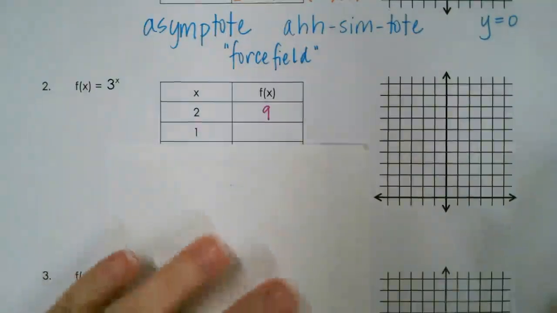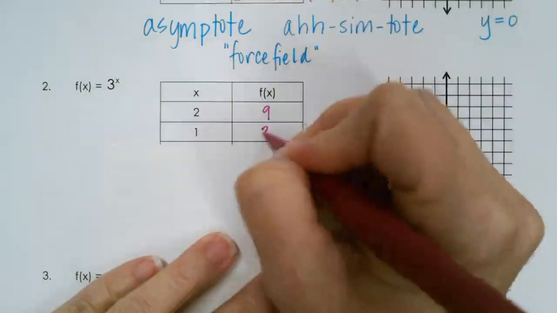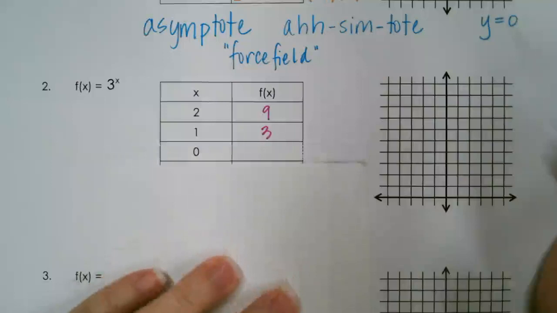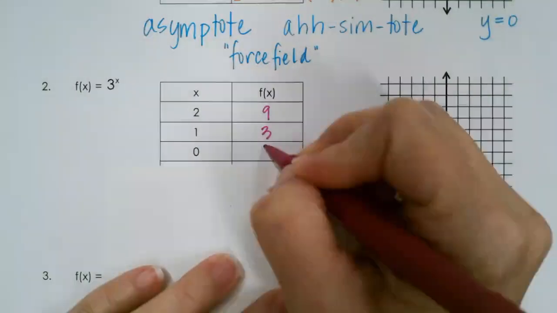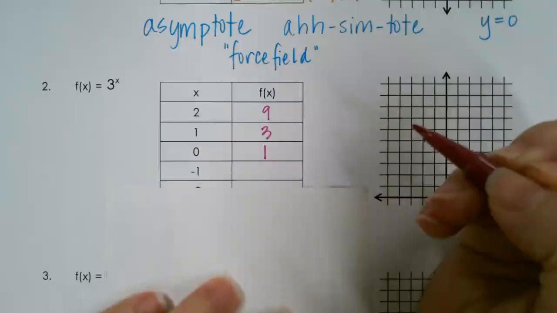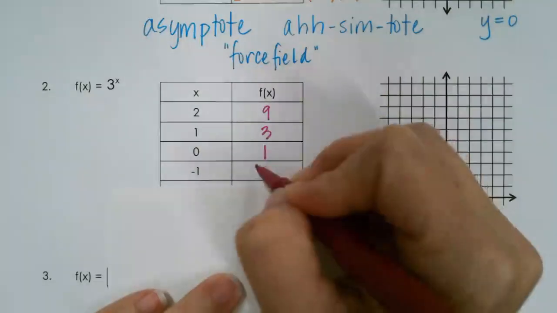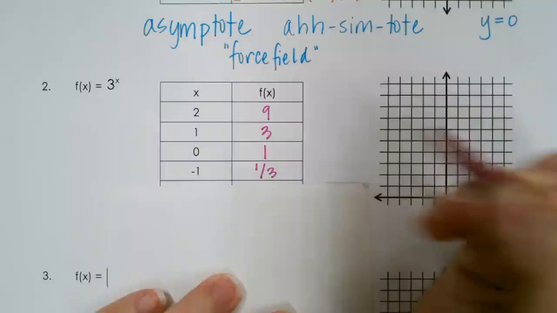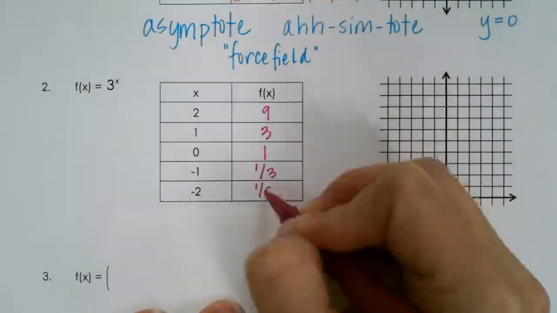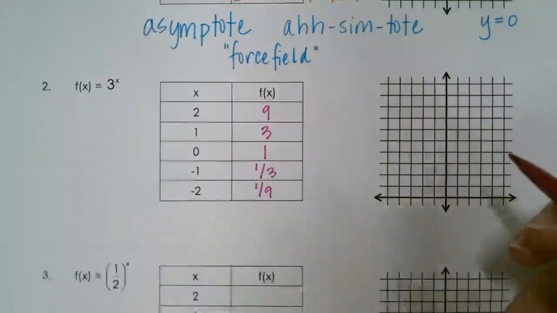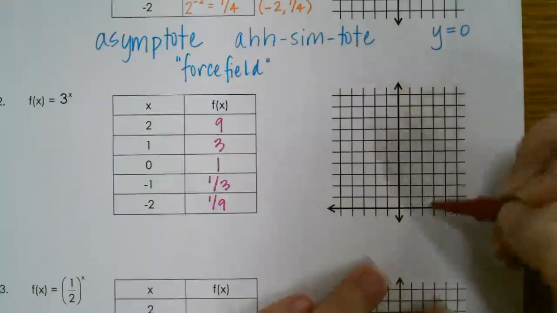I'm going to replace the x with a 1, so 3 to the first is 3. I'm replacing x with a 0, so 3 to the 0 power is 1. 3 to the negative first would be 1/3, and 3 to the negative second would be 1/9. All right, so now I'm going to come over here and plot these points.